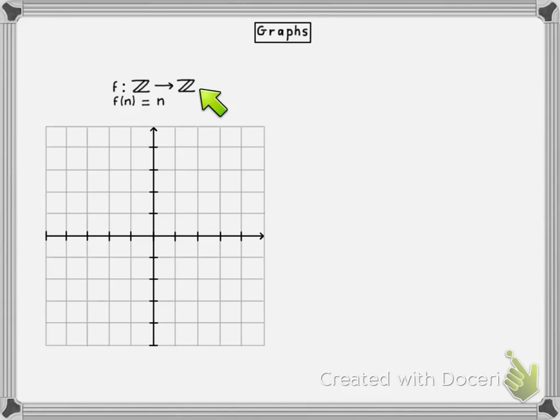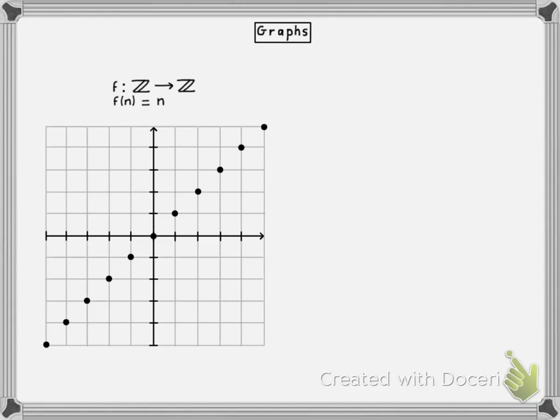And every pair is going to look like x comma x, or rather n comma n. So f of 0 is 0, so we have the pair 0, 0 on the graph. f of 1 is 1, so the pair 1, 1 is on the graph. Then 2, 2, and so on and so forth. And don't forget, of course, to draw the second half of the graph on the left-hand side for the negative integers. f of minus 1 is minus 1, f of minus 2 is minus 2, etc., etc. And this is the graph for the identity function, where the domain is the set of integers.